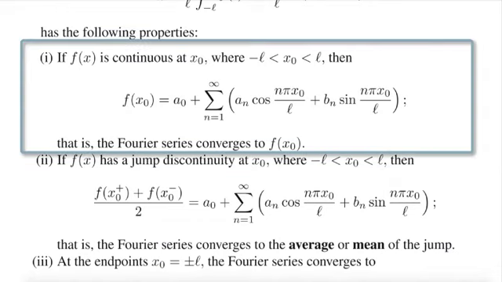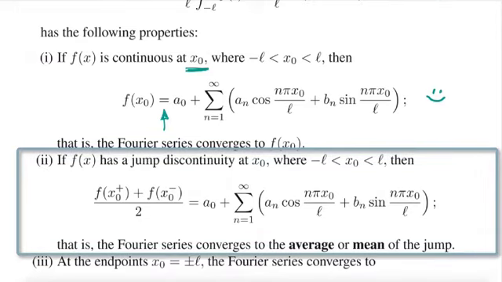So here's the first one. Let's assume x0 is a point where f is continuous. So f is continuous at x0. Then the Fourier series equals the function. So at each point where there are no jumps, the Fourier series equals the function. So this is already absolutely super. But now what happens on the jumps? This is here in item 2.